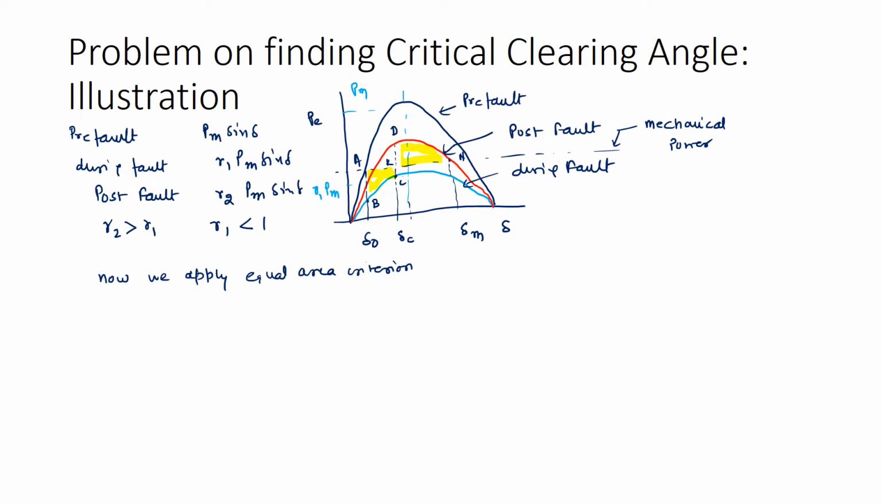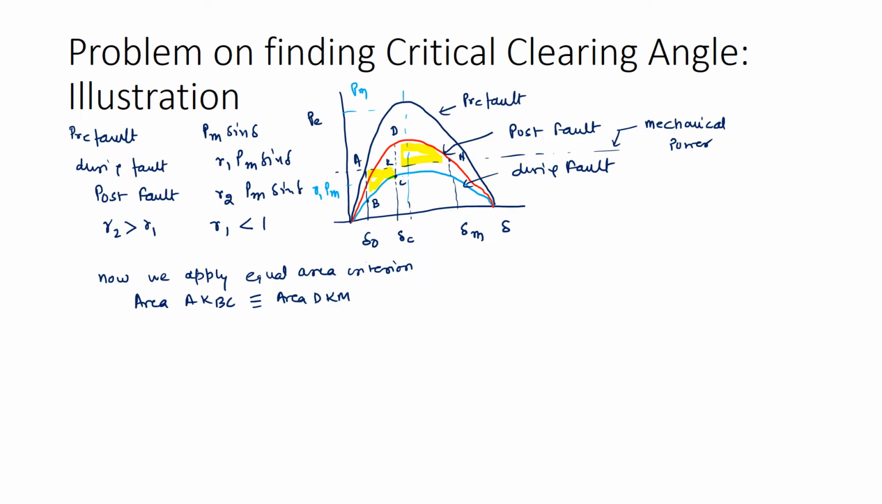Now, for the equal area criteria, what do we need to do? We need to calculate this area AKBC. So, this area AKBC we need to calculate. Likewise, this area AKBC will be equal to area DKM, if these two areas are equal and the maximum power swing is allowed over here.